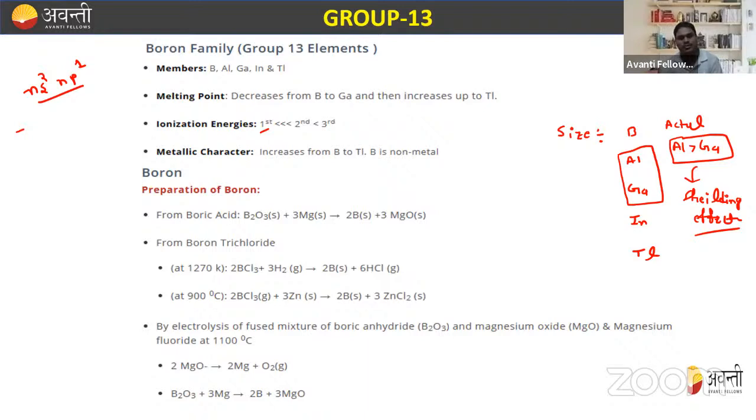When B2O3 reacts with 3Mg, it forms 2B plus 3MgO, right? So from boric acid, that is B2O3, reacting with 3Mg, it will form 2B plus 3MgO, right?